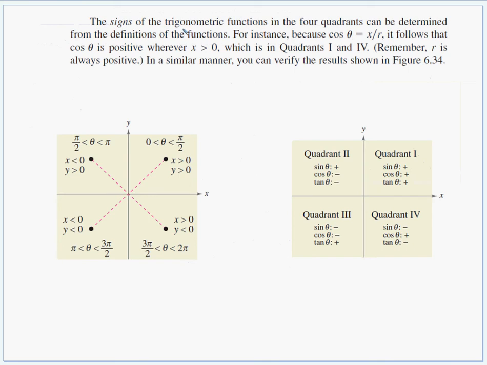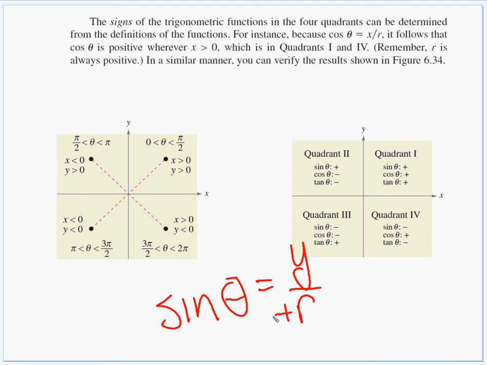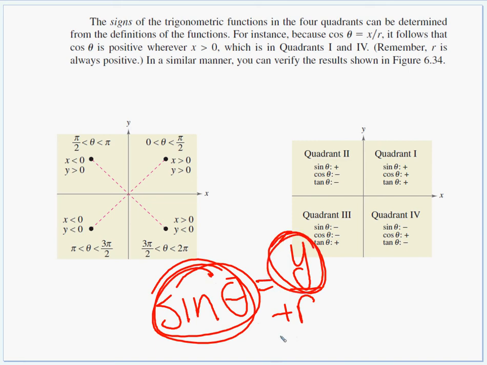The signs, either positive or negative, of our trig functions in the four quadrants can be determined from the definitions of the functions. For instance, because cos is x over r, let me write it here, cos of theta is x over r. And remember, r, by its definition, is never negative. It all comes down to the x value. If x is positive, cos is positive. If x is negative, cos is negative. And the same thing is true with sine, which is y over r. Our denominator is always positive. So if y is negative, sine is negative. If sine is positive, your y value will be positive.